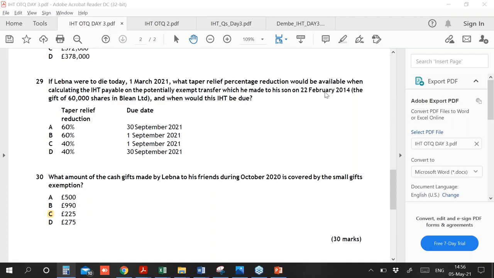Yes, Asma, that is what the problem with the small gift exemption is. If the gift is up to 250, the complete gift is exempt. If it is 251, complete exemption is not available.